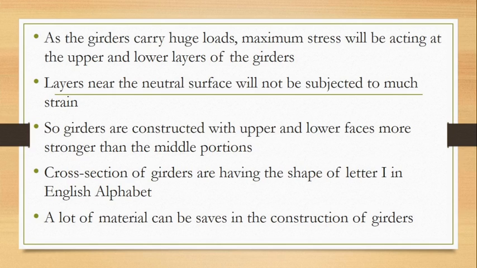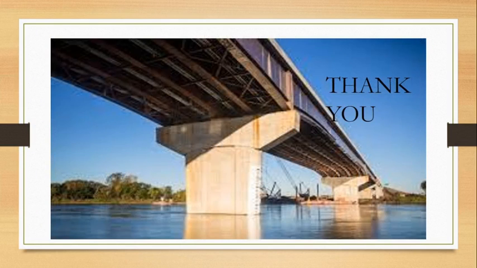I repeat, whenever stress is applied, compression and elongation occur to the layers which are away from the neutral surface. So those portions must be stronger, whereas the layers near the neutral surface will not be subjected to much strain. So we are making girders in the form of I. And a lot of material can be saved by constructing girders in the form of I. Thank you.